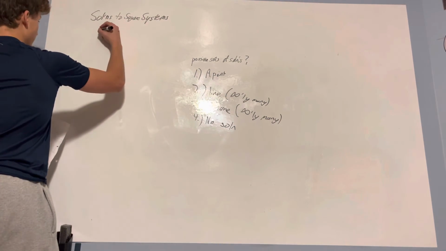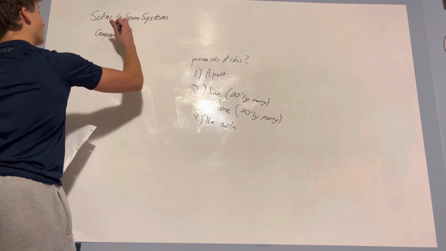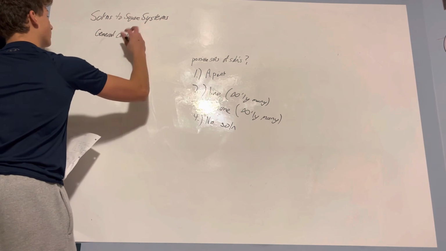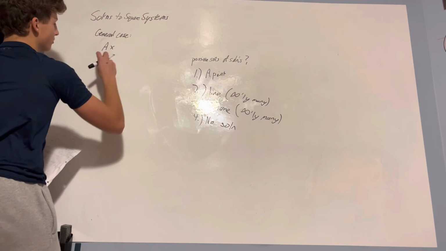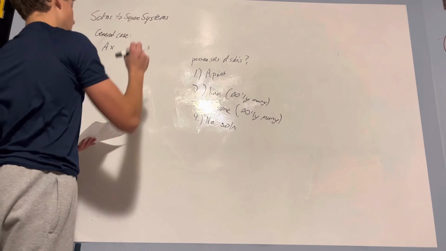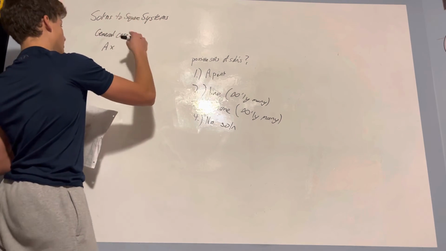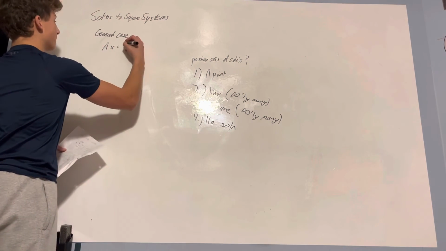So the general case is going to be a matrix A times that matrix X, which, if it were a 3x3 case, would be x, y, z. If it were 2x2, it would be x, y. It would be a column vector, a column matrix. And we're going to say that that's equal to B.